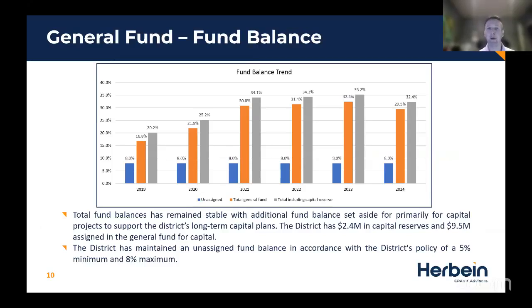This next slide just gives some trend information over the past 6 years of the overall fund balance. The orange bar that you'll see there is what's within the general fund, and then the gray bar is the general fund plus the capital reserve funds that had been set aside. So outside of that 25 million, the district also has $2.4 million in capital reserves. So capital components within fund balance are that 2.4 million plus $9.5 million that have been assigned in the general fund for capital purposes.